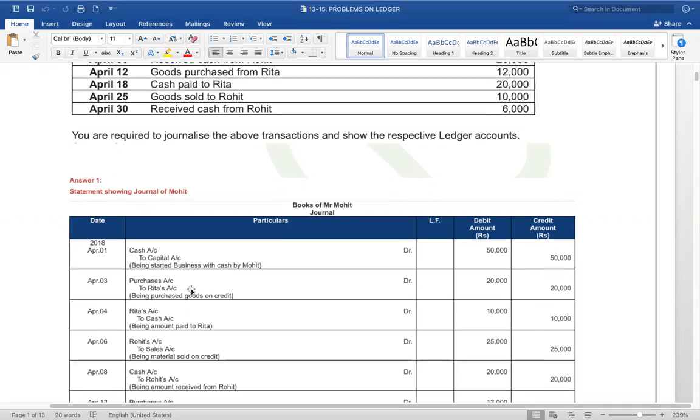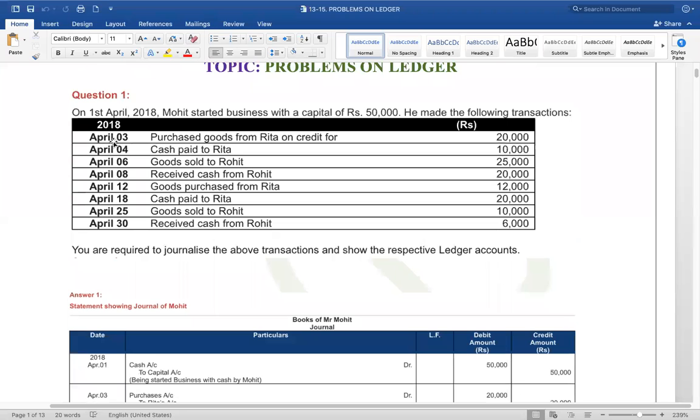As long as you have not paid and you have to pay in future, you need to remember the name of those people or those accounts, because you have to pay in future. It's an obligation pending, right? So purchases account debit to Rita's account. 20,000 in the debit column, 20,000 in the credit column. Because it is debited with 20,000 to purchases account, it is credited to Rita's account with 20,000. That's on April 3rd.